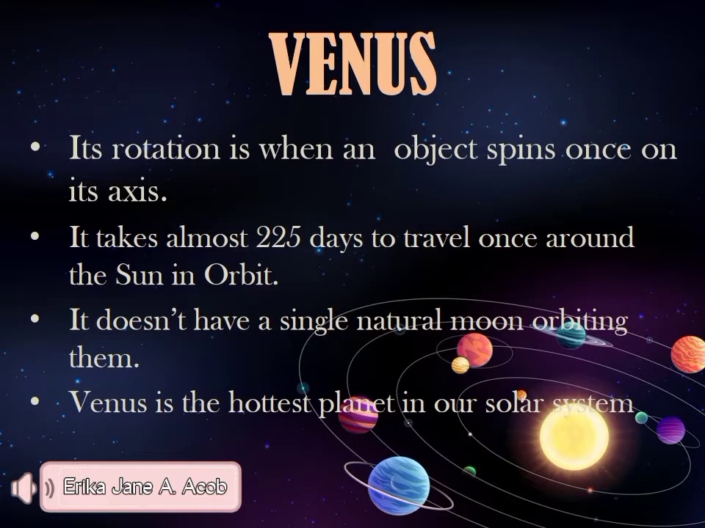It also takes almost 225 days to travel once around the Sun in orbit. Venus has the most circular orbit of all planets, because Venus, which is right next to Mercury, has the least eccentric orbit of any planet in the solar system. Its orbit ranges between 107 million km and 109 million km from the Sun and has an eccentricity of 0.007, giving a nearly perfect circle for its orbit.